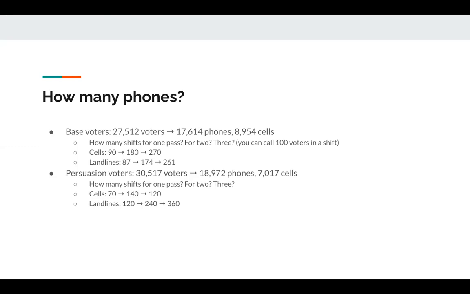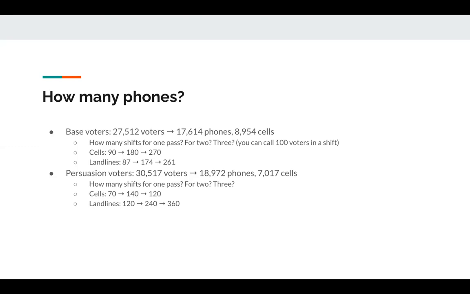Meanwhile, there are 30,517 people in our persuasion universe, and we have phone numbers for almost 19,000 of them. Of that 19,000, about 7,000 are cell phones. Phone response rates are higher on cell phones than they are on landlines, although in southern Minnesota, there is going to be a higher proportion of people with landlines than there are in the Twin Cities, and they'll be answering their landlines at higher rates than they will be in the Twin Cities.